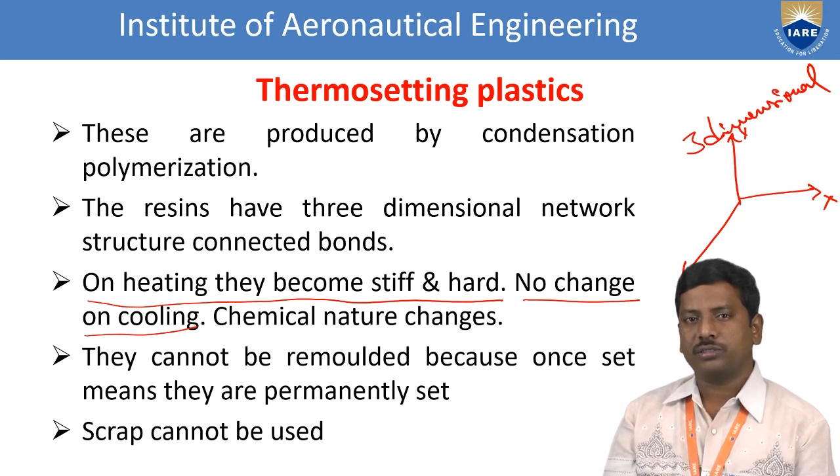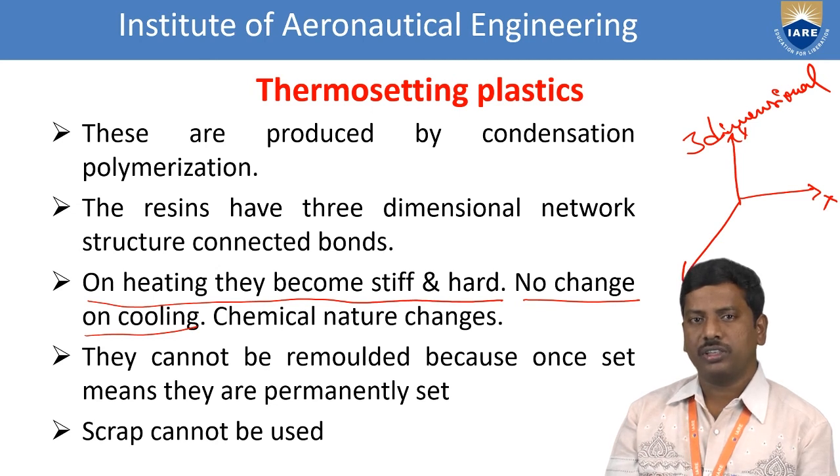So molding is possible. That's why we use the word remolded in the case of the thermoplastics. But in the case of the thermosetting plastics, once we heat, they become stiff and hard, and further there is no change on cooling. That means there is no possibility of remolding, and scrap cannot be used in the case of the thermosetting plastics. But in the case of the thermoplastics, we use scrap material for the preparation of various goods.